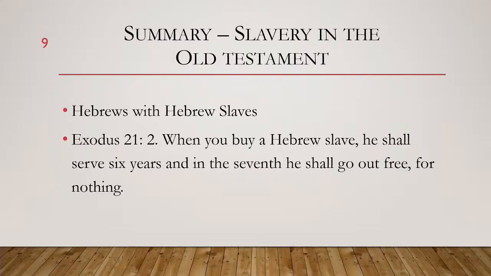So slave ownership was a common practice long before the time the Mosaic Law was given. The law neither instituted slavery nor did it end it. Rather, the law regulated slavery, and it gave instructions on how slaves were to be treated, but did not outlaw slavery altogether. Several different forms of slavery are referenced, and I'm using slavery as a generic term: bondservant, all of those sorts of things. Regarding Hebrew slaves, Exodus 21:2 says, when you buy a Hebrew slave, he shall serve 6 years, and in the 7th he shall go out free for nothing.